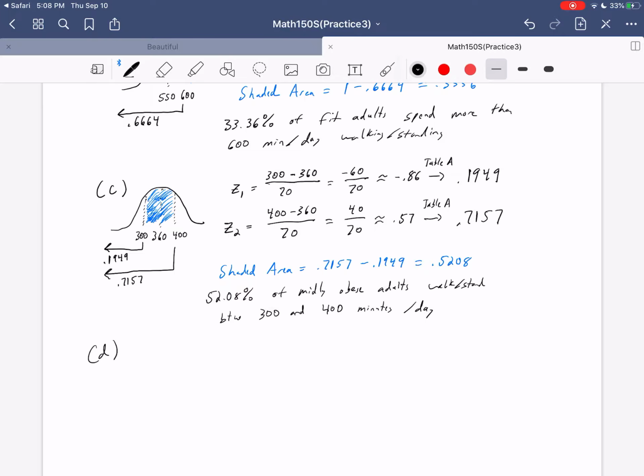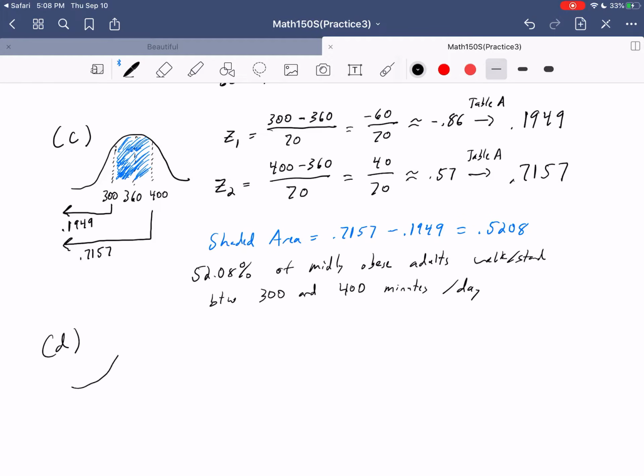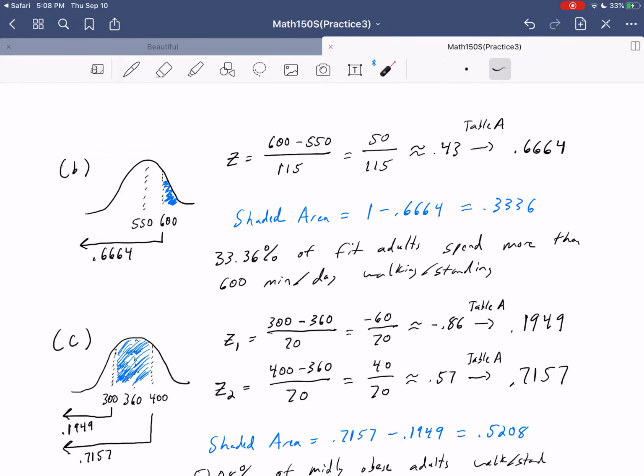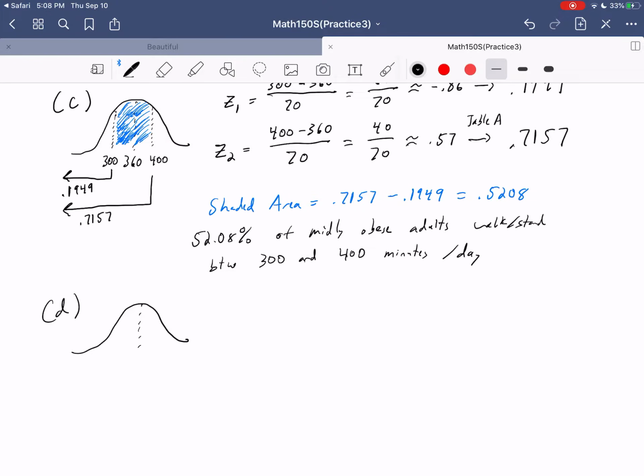So for D, he is a fit adult, so we should use the average that applies to fit adults, which was 550. Now we know he is at the 93rd percentile, which means he's far above the average here. So we can put him located maybe somewhere over here at X. And we know that this percentage of people who do not walk or stand as much as he does, all that area there, has to be 0.93.